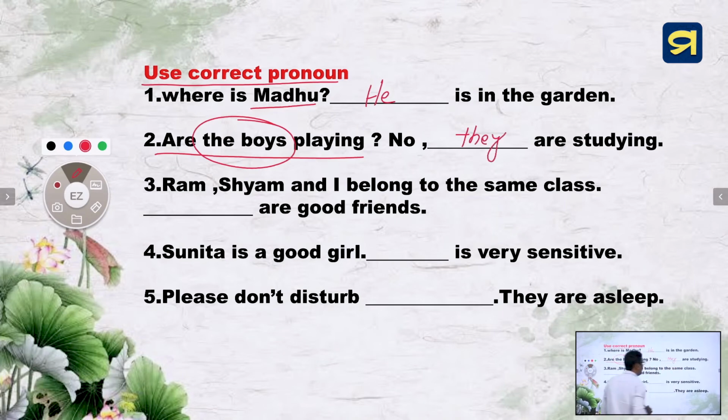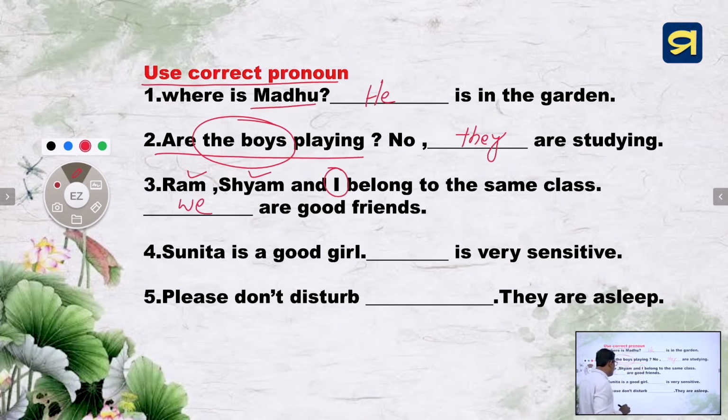They are studying. Ram, Syam and I belong to the same class. We are good friends. Why? Because Ram, Syam and I are included. The pronoun is we.